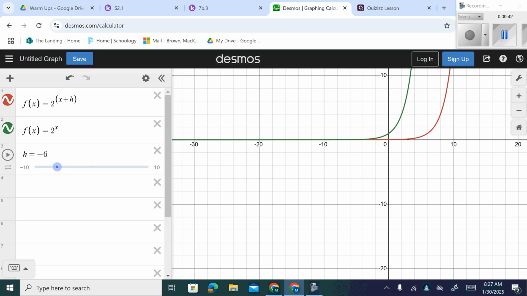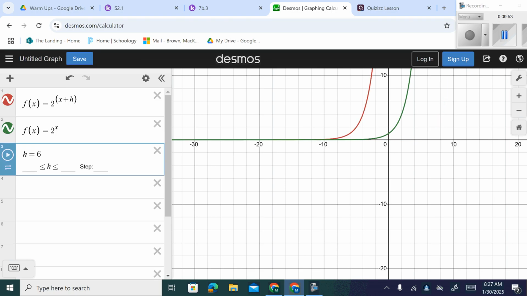What did we say? If it's with the X, you have to do the opposite. So if I want to move it left 6, I can't put minus 6. What do I have to put? Plus 6. It should be a positive 6. Does that move it now left?